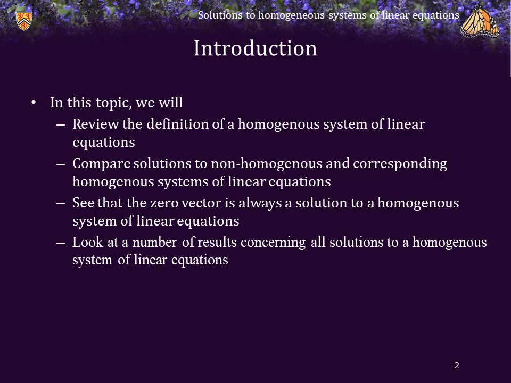We're going to look at solutions to homogeneous systems of linear equations. In this topic, we will review the definition of a homogeneous system of linear equations. We will compare solutions to non-homogeneous and the corresponding homogeneous systems of linear equations. We will see that the zero vector is always a solution to a homogeneous system of linear equations, and we're actually going to look at a number of results concerning all solutions to a homogeneous system of linear equations, and we will link these to other non-homogeneous systems of linear equations.